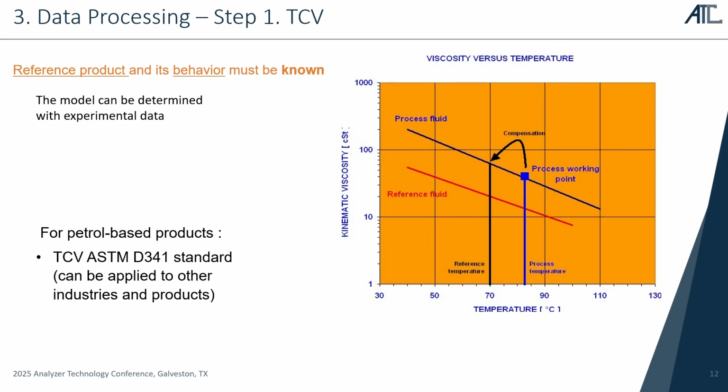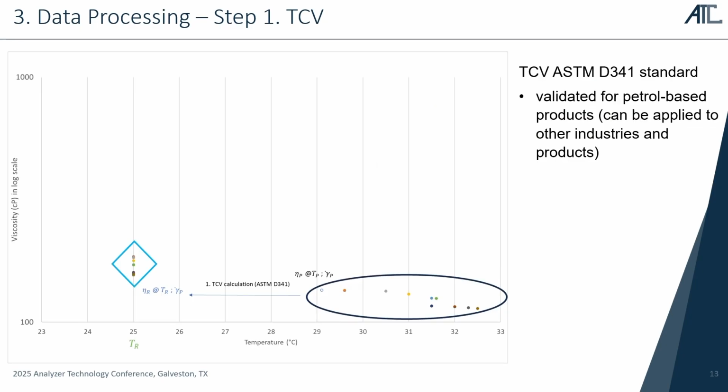So now that we have calculated the TCV at reference temperature, I'm showing you the graph, the results of this transformation, this calculation, using the ASTM D341 standard. On the right side, as we've seen before, are the process measurements, the viscosity measurements made under process conditions. Using this ASTM standard, the TCV calculation, we are able to provide measurements at the same reference temperature as what's been measured in a lab environment.